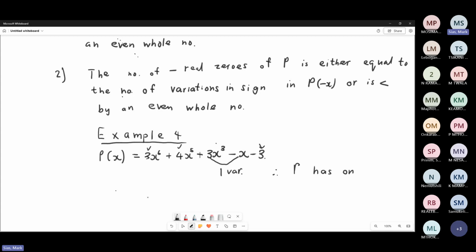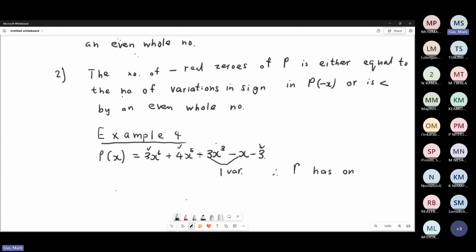And then my screen got stuck again, guys. Can you guys still see the screen? Yes. Okay, great, great. So I'm looking at point 1 of Descartes' rule of sign, guys. Sorry for this. Really, I have to see these guys again at work.